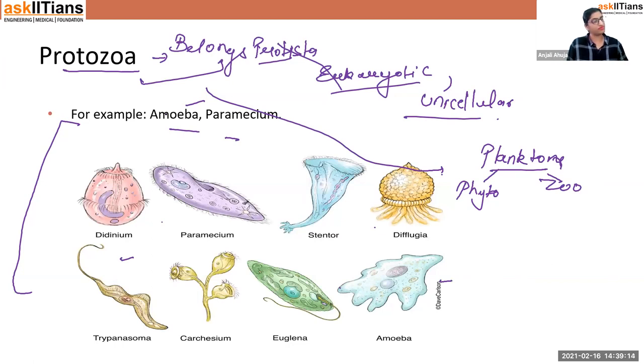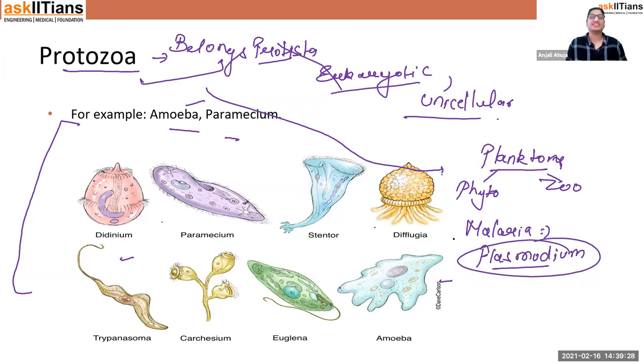I suppose this much information on the protozoa is enough, but I would like to add one more point. If you have heard of the disease malaria, it is caused by Plasmodium. This Plasmodium is also a protozoan. When an Anopheles mosquito bites us, if Plasmodium is present in its saliva, it enters us. That's a protozoan disease.